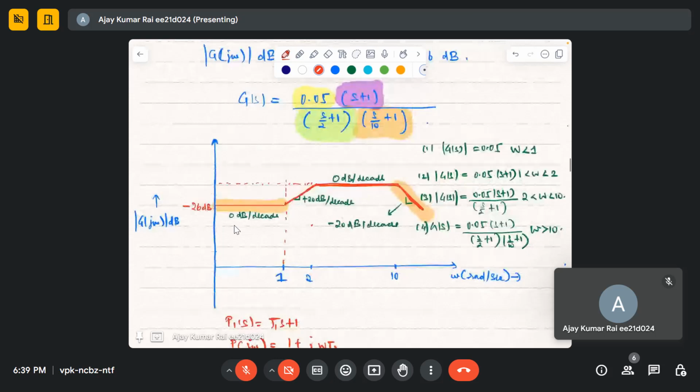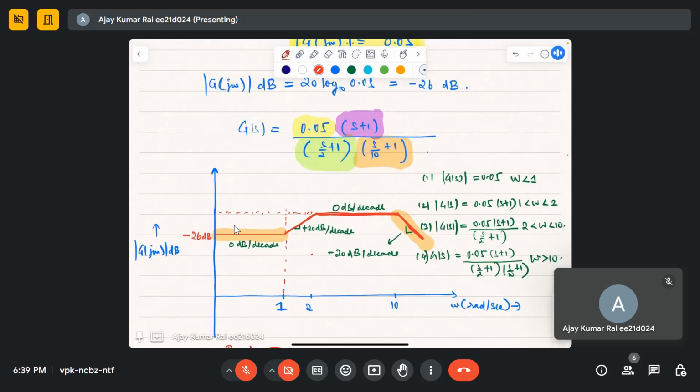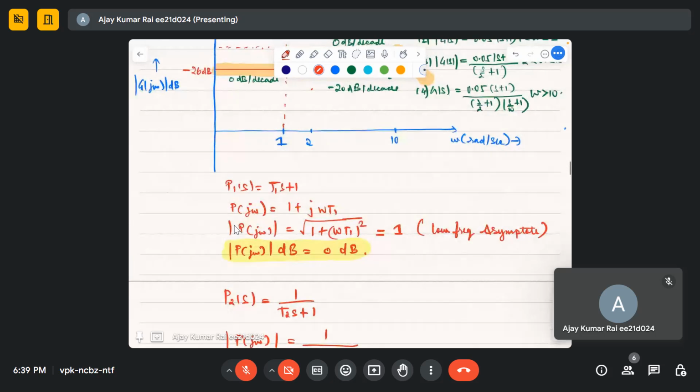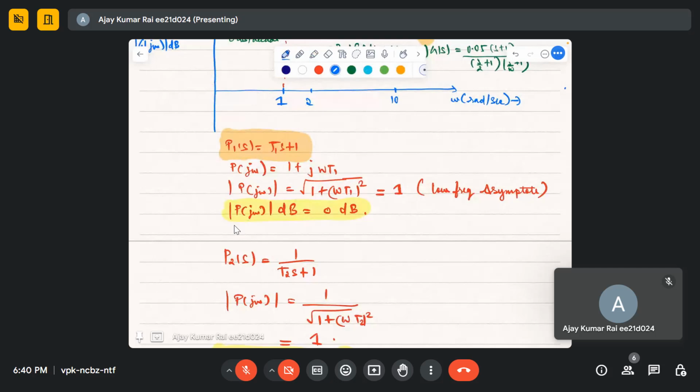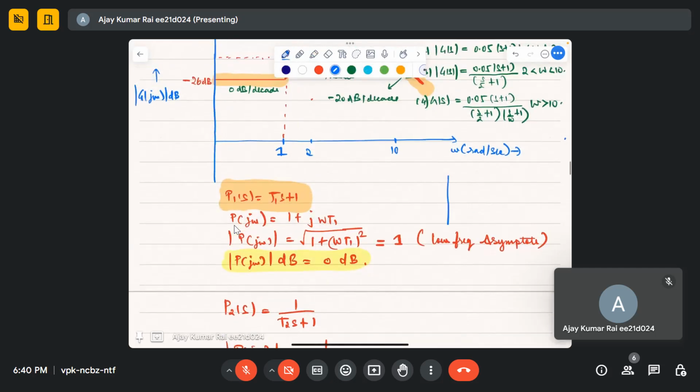Like in the frequency 1 to 2, why is it plus 20 dB? You can write in octave, it can be plus 6 dB per octave, because of this s plus 1 contribution. You see this term. What is the contribution in the low frequency and in the high frequency? High frequency means after the corner frequency. If you individually plot the magnitude plot for this, you're getting 0 dB, right? And at the corner frequency, your magnitude will increase like this, right?